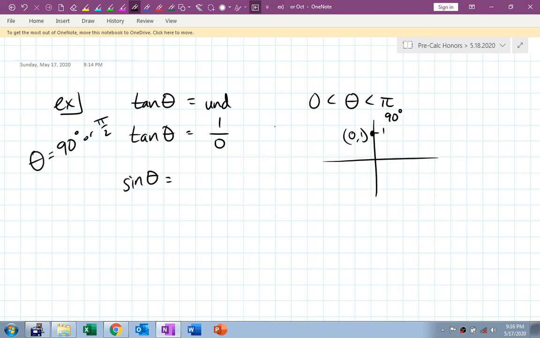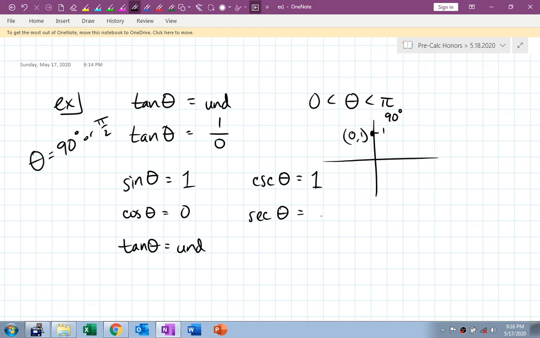Because the sine is the y value, 1. The cosine is the x value, 0. Tangent was given to me. Cosecant, you flip that, it's still 1. The secant, flip 0, now you get an undefined answer. And cotangent, flip undefined, and you get 0. All right, so that is taking the triangles, corner angles, everything we've done into one big thing.